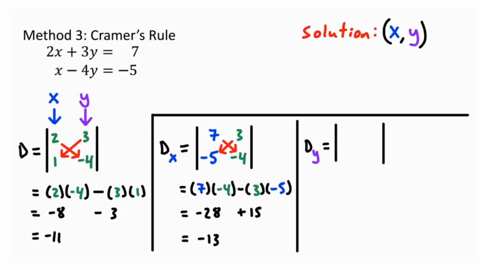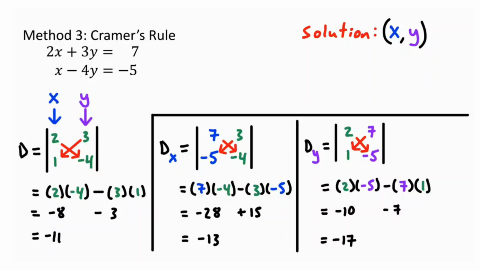Lastly, we need to solve for D of y. Since we're solving for D of y, we keep x the way it is, which is the 2 and 1, but we replace the y column with the 7 and -5. Then we solve for the determinant, so we have 2 times -5 minus 7 times 1. Simplify, and we get -17.